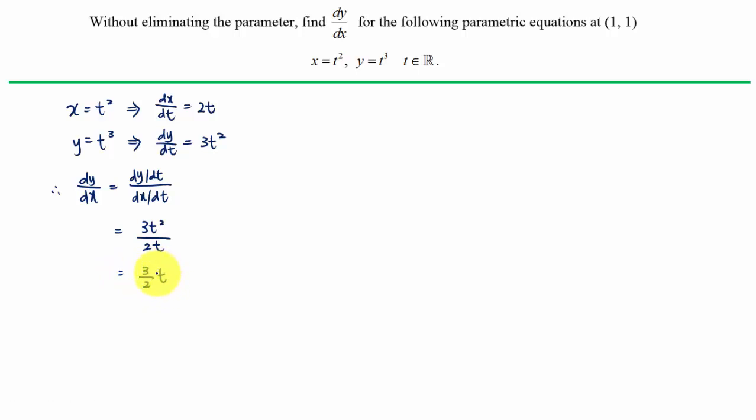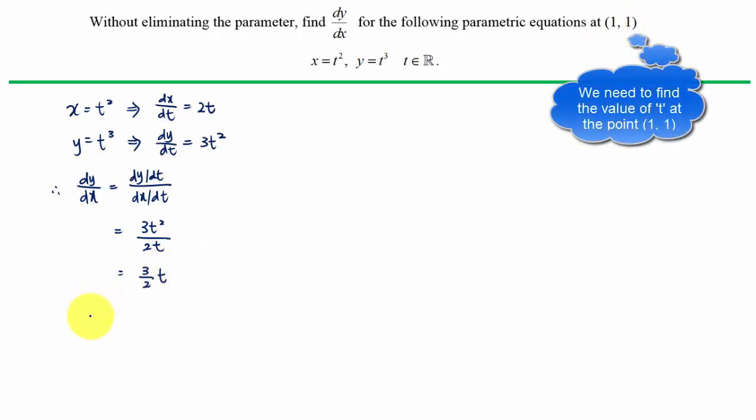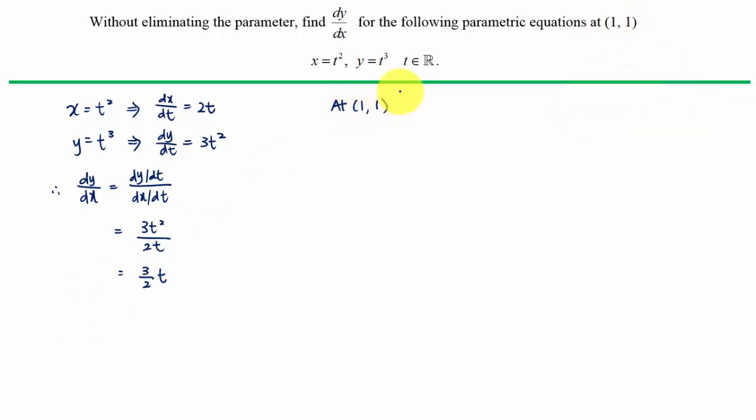How do we find dy/dx at this particular point? So we know that at the point (1, 1), this means that x equals 1 and y equals 1. So x has the equation of t squared, which is equal to 1. And solving this, we will know that t is either 1 or minus 1. When y is equal to 1, we have the equation t cubed is equal to 1. Solving this equation, we have t is equal to 1.